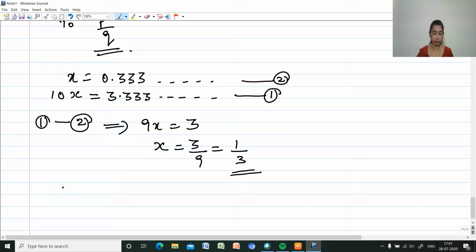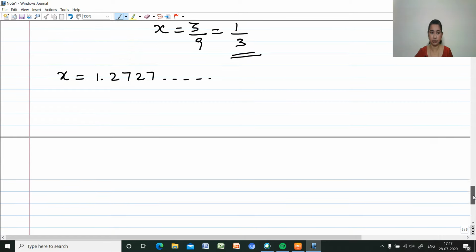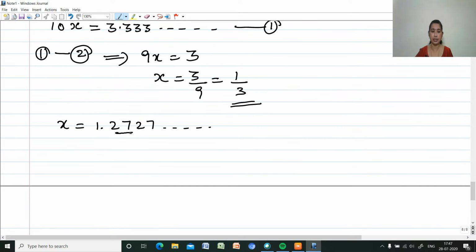Similarly, we'll do one more question, that is x is equal to 1.2727 etc. So we can see here two numbers are repeating. If two numbers are repeating, multiply the equation by 100. So multiplying by 100, it becomes 100x. If I multiply this side by 100, we'll get 127.27 etc. We take this as the first equation.